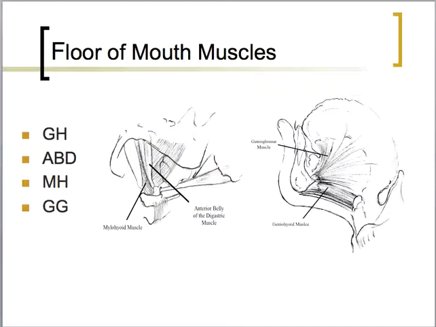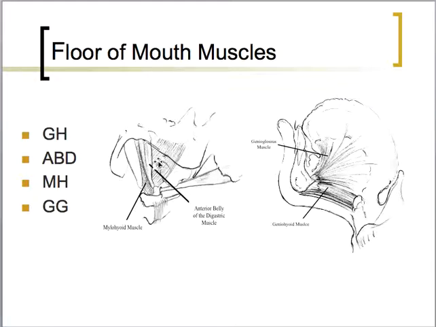The muscles that make up the floor of the mouth include the geniohyoid, the mylohyoid, the anterior belly of the digastric, and the genioglossus. In this picture here, we see a person with their chin lifted up. You have these anterior bellies right here of the digastric going into this loop on the hyoid bone. Then here's the posterior belly of the digastric.